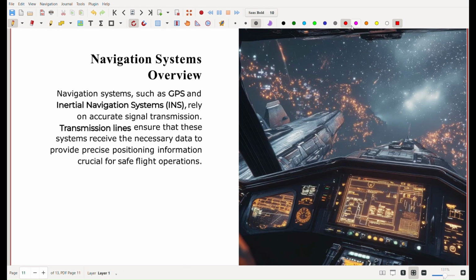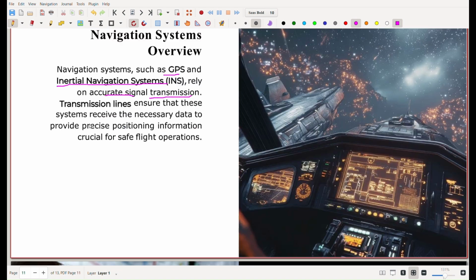Now let us see the popular navigation systems which we use. You must have heard about the term GPS, Global Positioning System, and another one is Inertial Navigation Systems, the INS. These rely on accurate signal transmission. Transmission lines ensure that these systems receive the necessary data to provide precise positioning information, which is crucial for safe flight operations. So this information transmitted by the transmission lines should be very precise because it is crucial for safe flight operations.